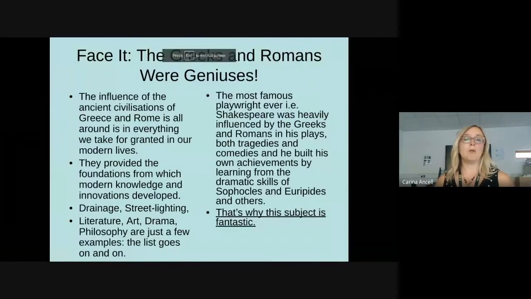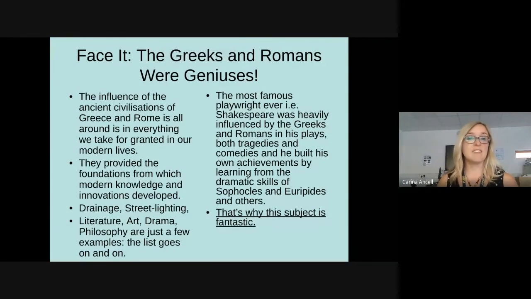Obviously, the important point that we want to get across here is that the influence of these ancient civilizations is all around us. They provide all of the foundations from which modern knowledge comes. So drainage, street lighting, literature, art, drama, philosophy. We look at a lot of philosophy texts. So if you're studying philosophy, classics is a really great subject to study.